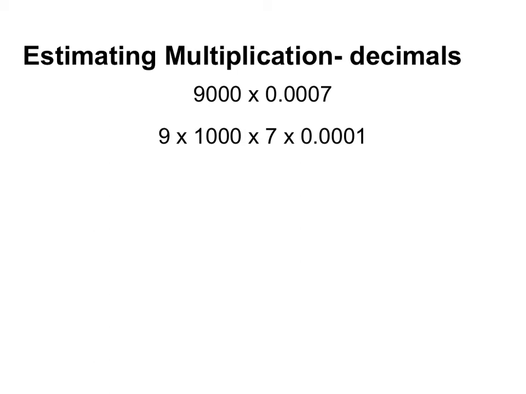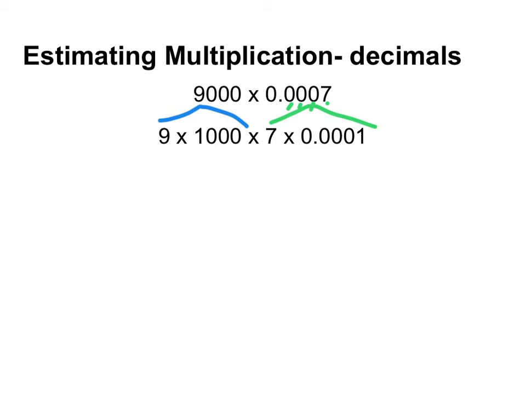Okay, so I took the 9,000 and I broke it into 9 and 1,000. And I took the 7 10,000ths and broke it into 7 times 10,000th. And then, because this is multiplication, I can rearrange these numbers. Okay? And I've been doing this a little bit in some of the other ones, but it's pretty clear here.